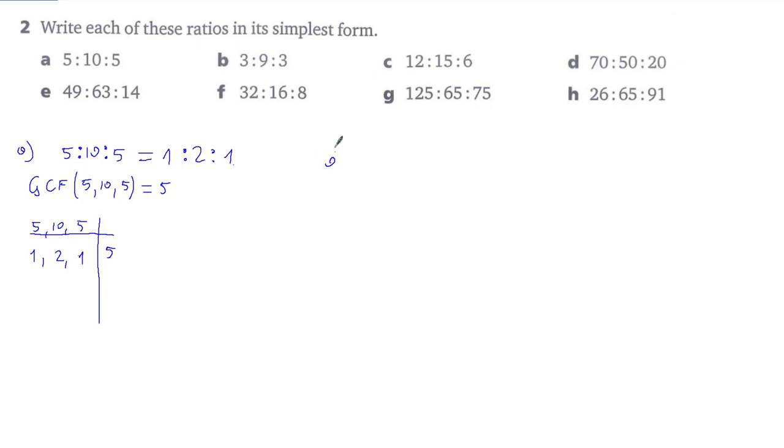Let us solve, for example, D. 70 to 50 to 20. Well, because all of these numbers end in 0, we know that we can cancel all of them. We can simplify all of them by 10. So we will have 7 to 5 to 2. Well, we cannot simplify further because these numbers are coprime numbers. So the greatest common factor of all of these is 1. Let's continue to another exercise. The rest will be for you.